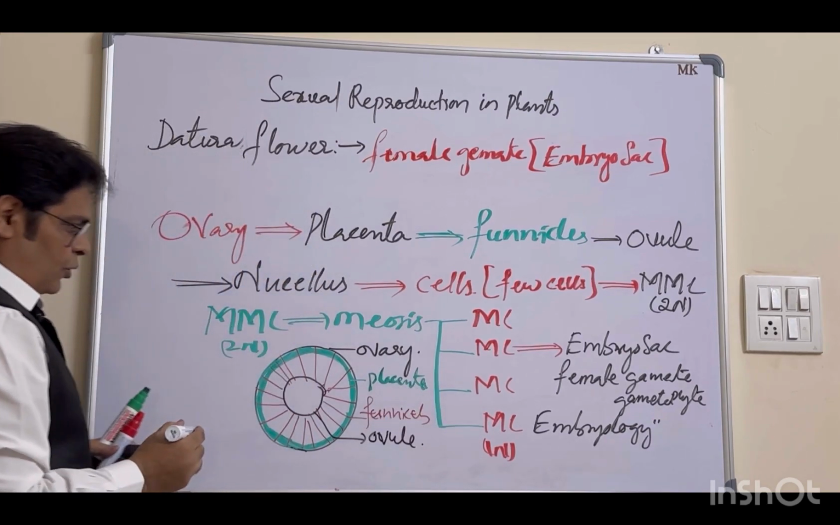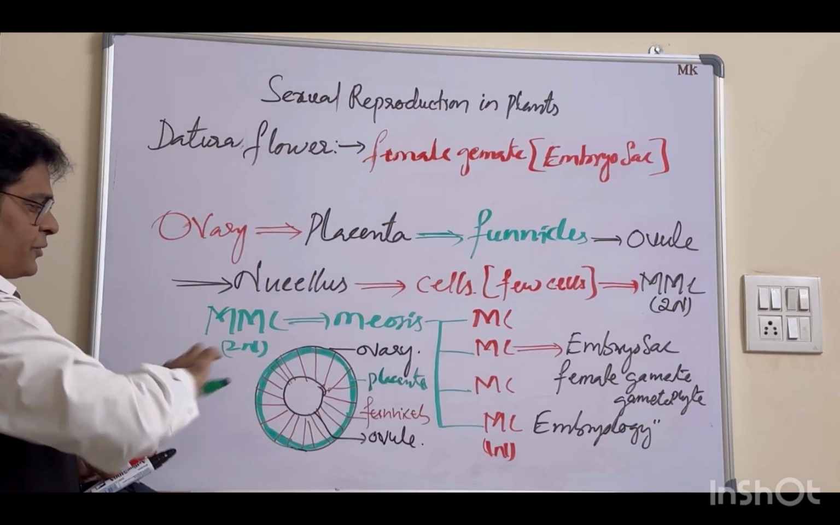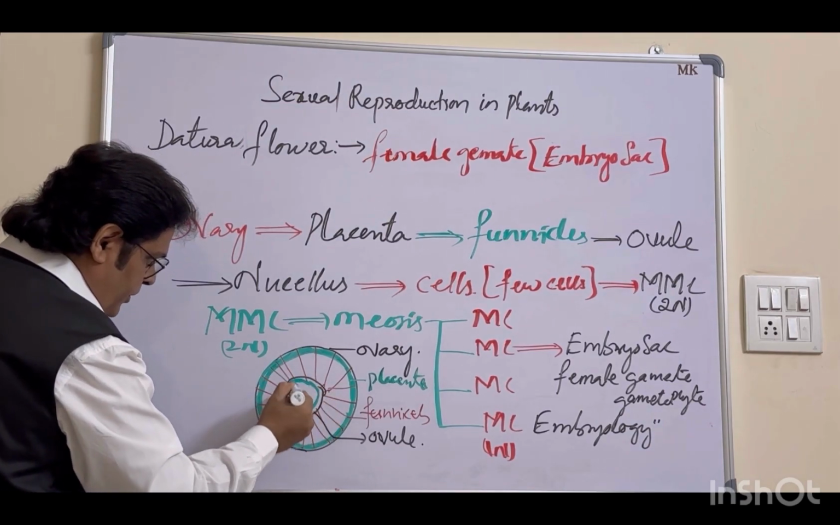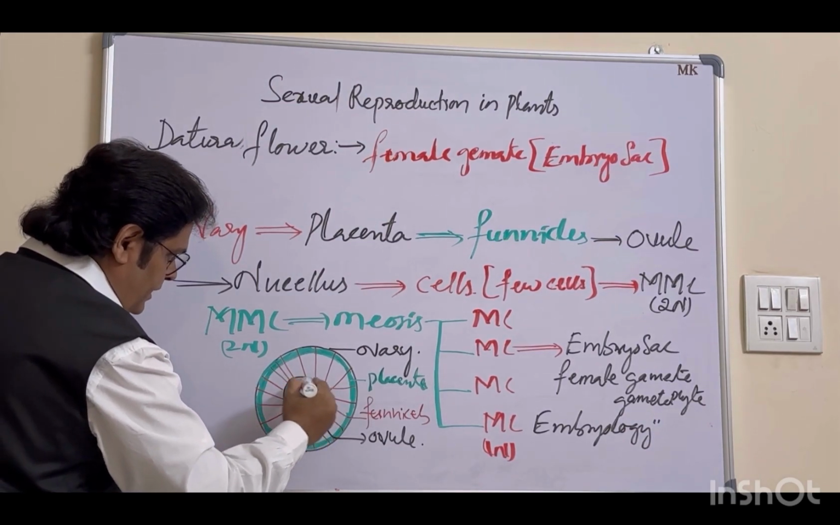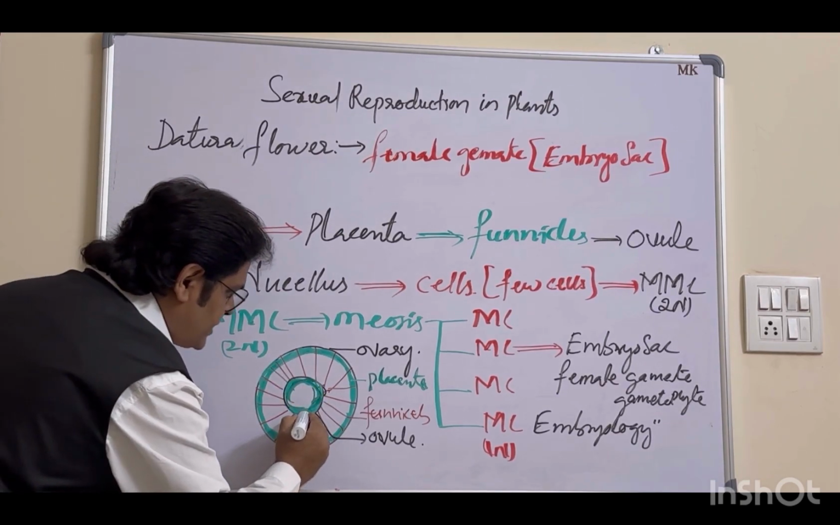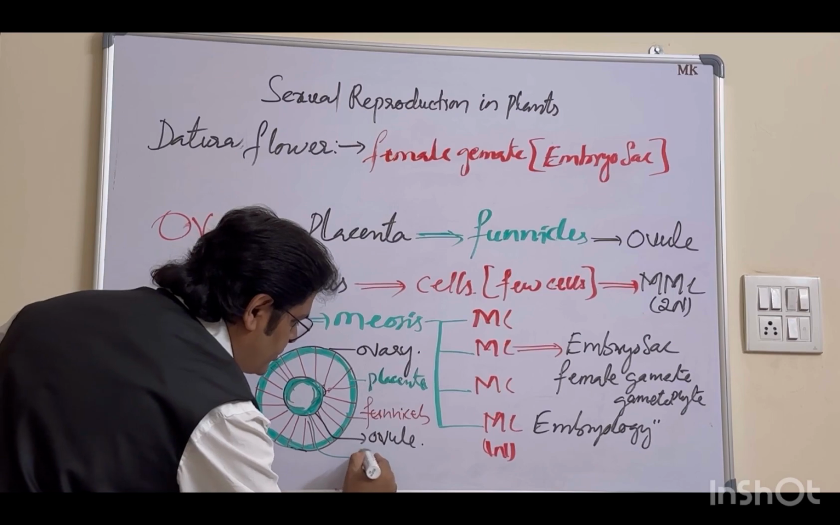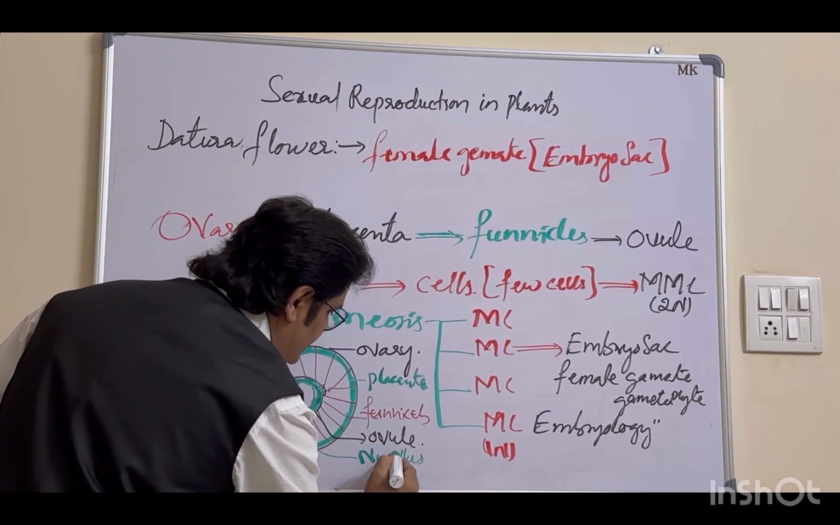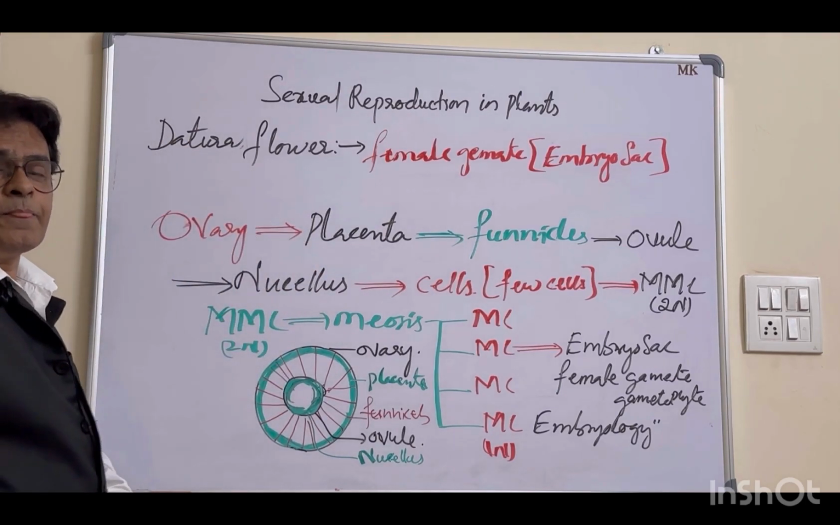Clear? And what does the ovule consist of? Once again, a soft material. Inside the ovule, a soft material is present. And what is the soft material called here? It is called the nucellus. Clear?